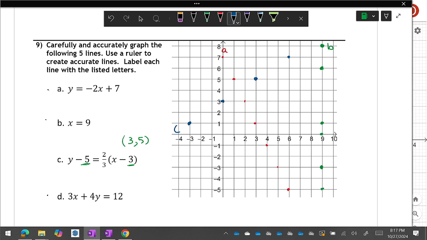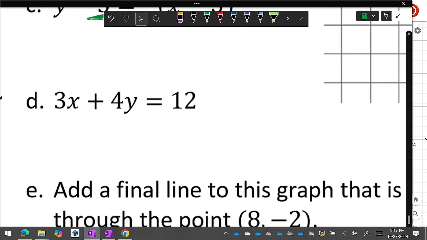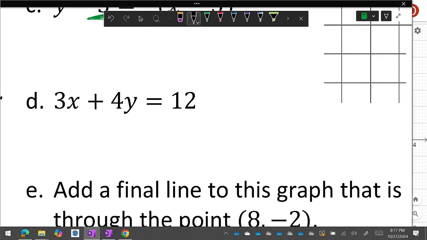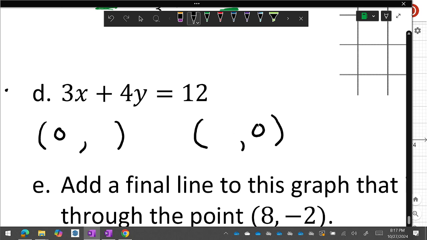D, there's 2 strategies I could go with. I could definitely solve this for y, and I would have it in slope-intercept form. But it's also written in standard form, which you can graph pretty easily by just observing that this is an easy way to get your intercepts. So for example, one of my intercepts is where x is 0, you get your y-intercept. And the other intercept is where y is 0, and that's when you get your x-intercept.